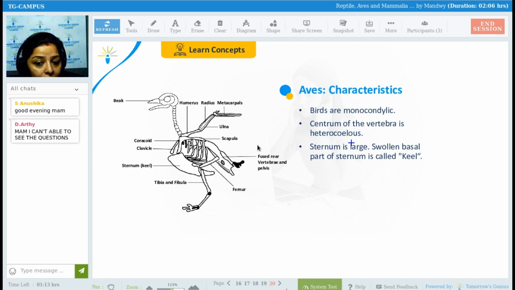You can see there the birds have a large sternum. This large sternum is a quite swollen part of the body to which the ribs are attached, and it is called the keel. In birds we use the word keel for the sternum because of its huge size. The base of the sternum is quite swollen, and because of this huge size we use the word keel only for the birds.